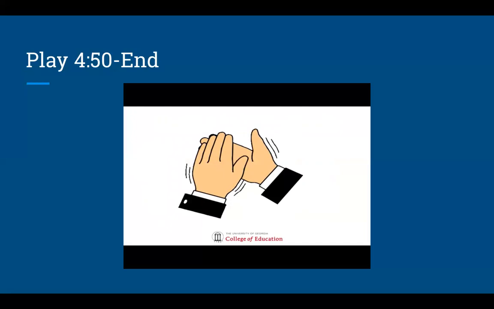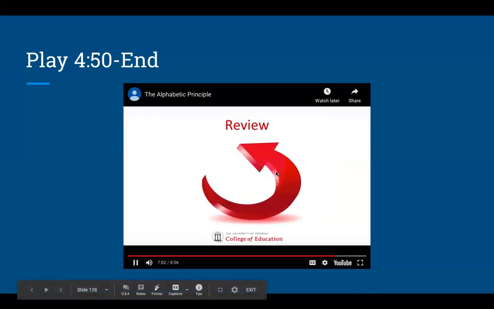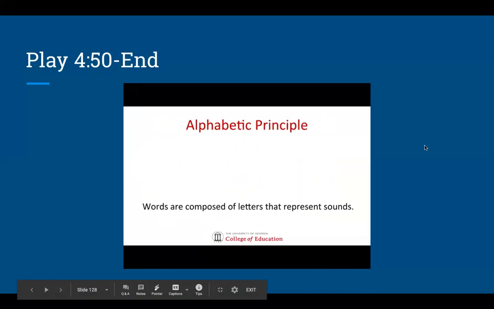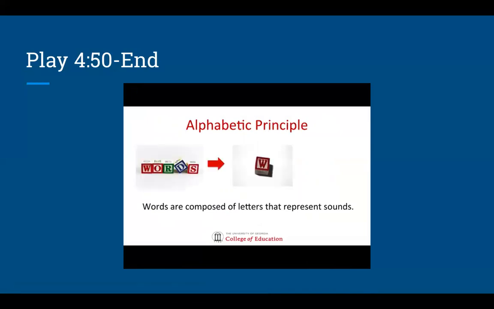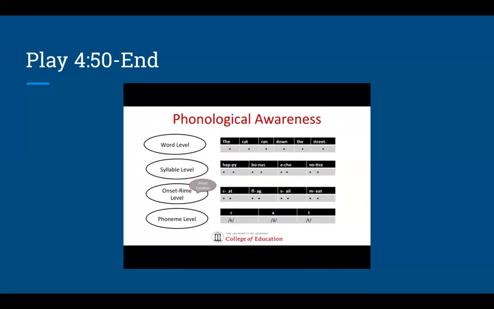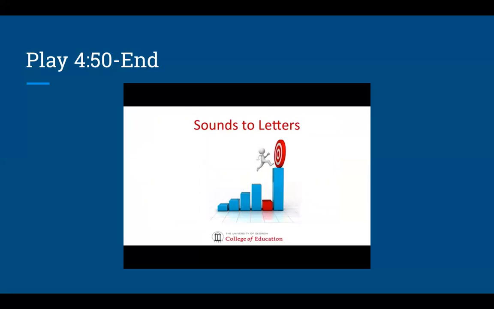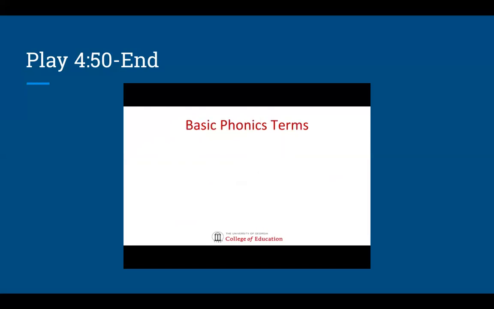Congratulations, you now have a solid phonics vocabulary. Let's review. The alphabetic principle is the understanding that words are composed of letters that represent sounds. Building students' phonological awareness involves the segmenting of sounds at various levels of the sound structure. Students who develop proficiency with phonological awareness will have an easier time connecting those sounds to letters. When we teach students to make sound-to-letter connections, we are teaching phonics.